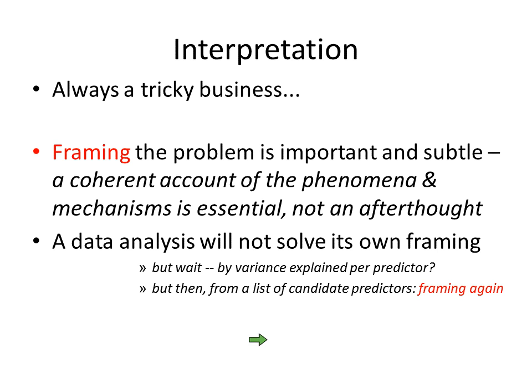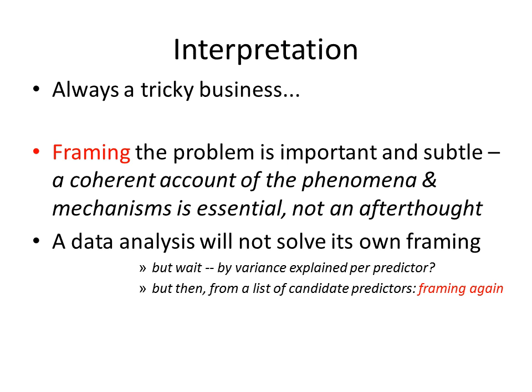So I guess the takeaway is that framing the problem is always an important and subtle issue, and you really need a coherent account of the phenomena and mechanisms that you're talking about, not just stab around with statistics and then hope to interpret the results. And a data set analysis can never really solve the question of its own framing, although there are people who try to say the more variants you explain, the better your model. But then it's all about what list of candidates you considered, and again, you end up with a framing-dependent approach.